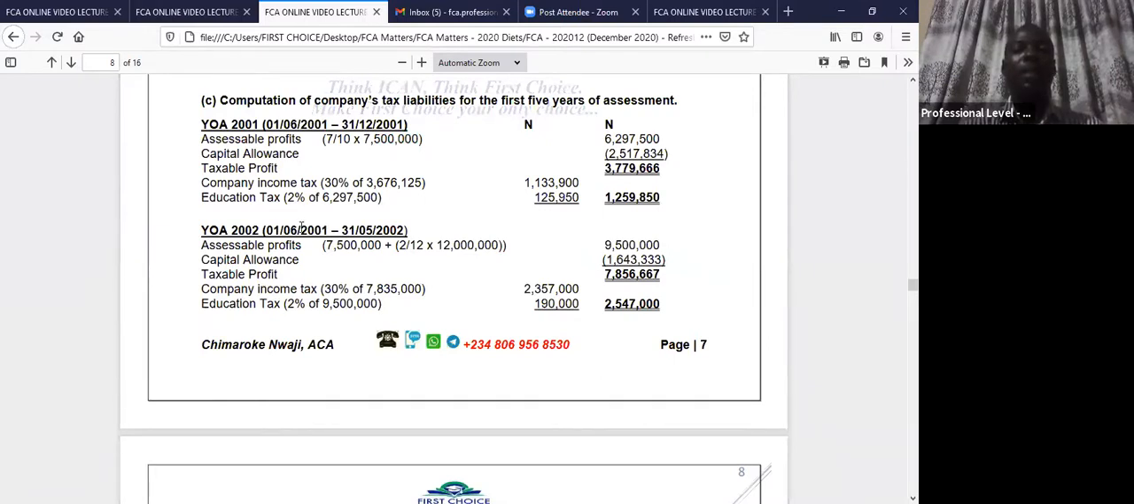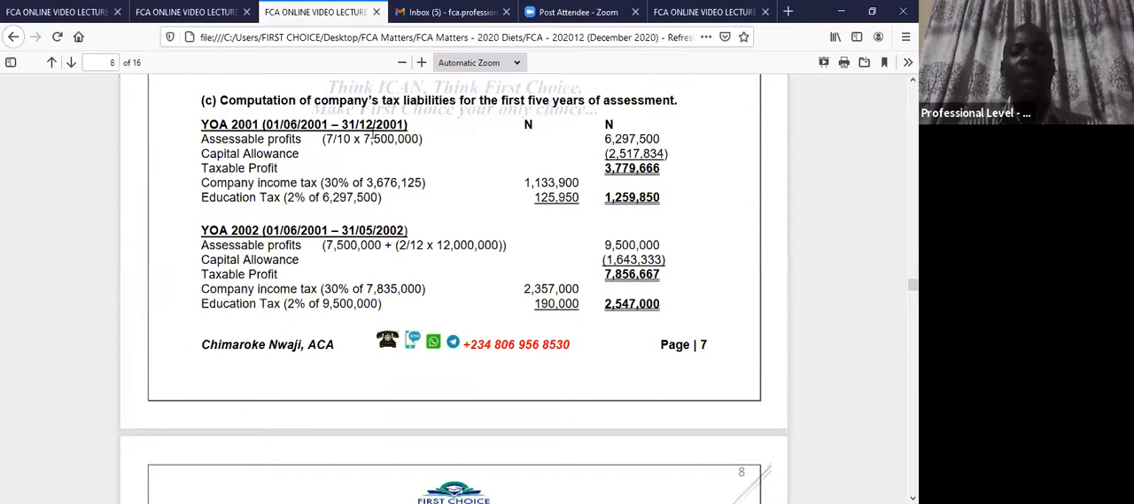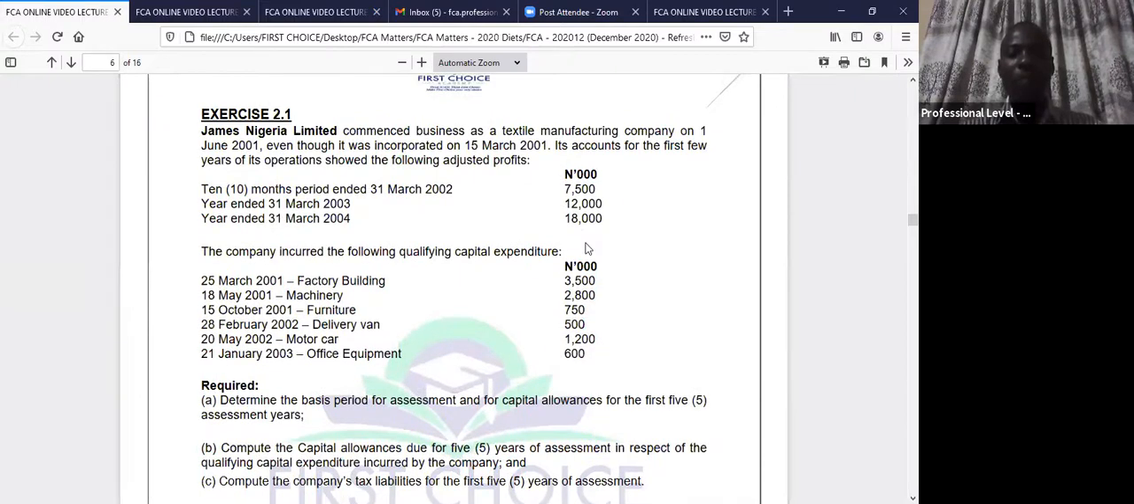In part C, what's our basis period here? June 1, 2001 to 31st December 2001. And that's what we have here. What's our basis period? And what's our assessable profit from June 1? So we have 75, and this is for 10 months. And your 10 months is ending in March 31st.